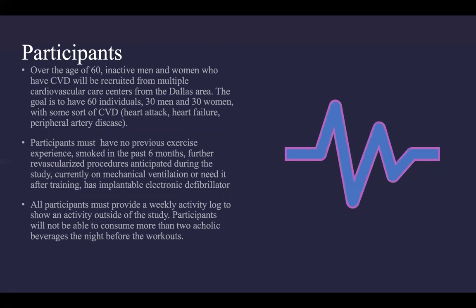So the participants are going to be over the age of 60, inactive men and women who have CVD, cardiovascular disease, and they'll be recruited from the Dallas area. The goal is to have 30 men and 30 women, again, with some sort of cardiovascular disease: heart attack, heart failure, or stroke, things like that. Participants must have no previous exercise experience, haven't smoked in the past 6 months, won't have any procedures in the future, not be on any ventilators, or have heart implants, anything like that.